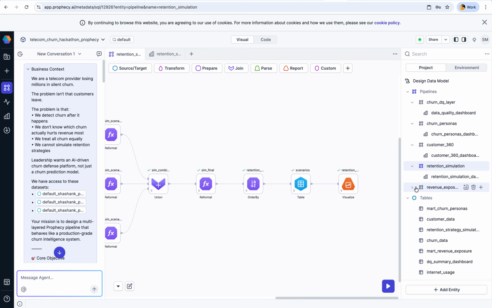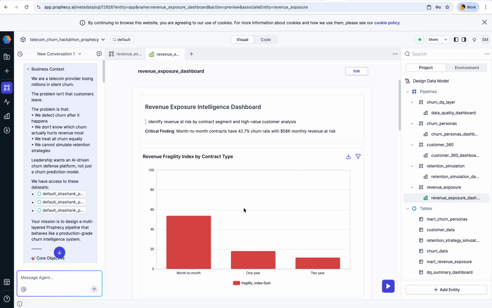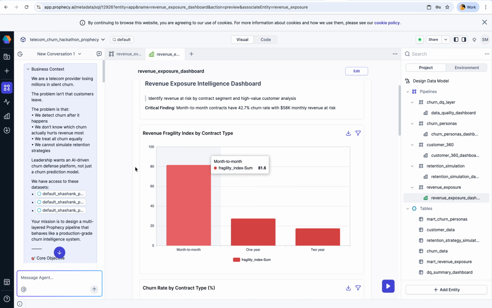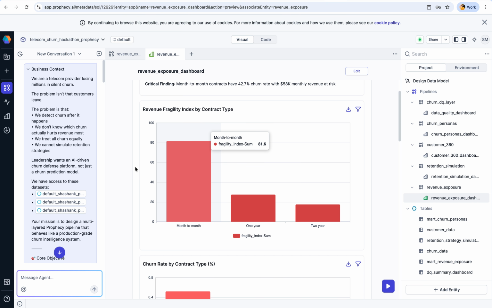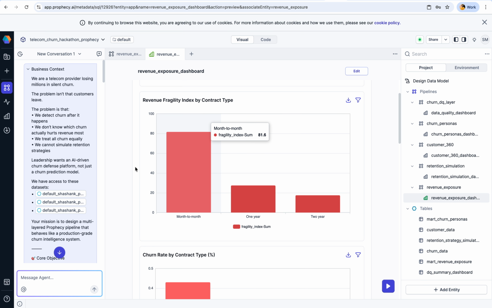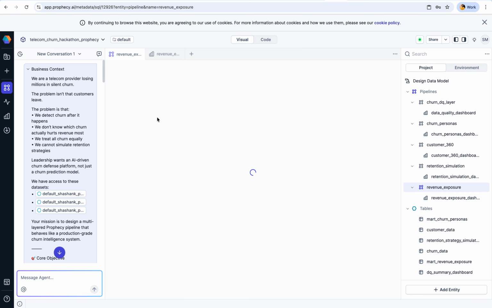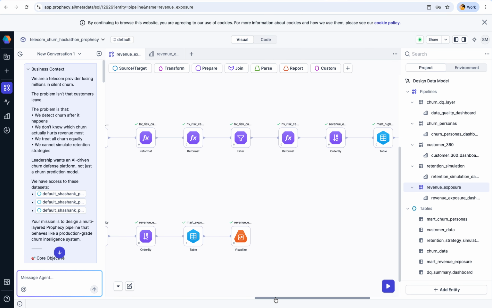Next, and the last one, is the revenue exposure. This is where things get very, very interesting. This pipeline goes beyond looking at the churn rate alone. We calculate the revenue at risk, revenue concentration by segment, high value customers with high churn probability, and fragile contract types. These are the things we have created and derived in this particular pipeline.